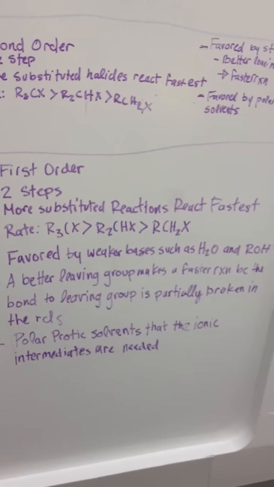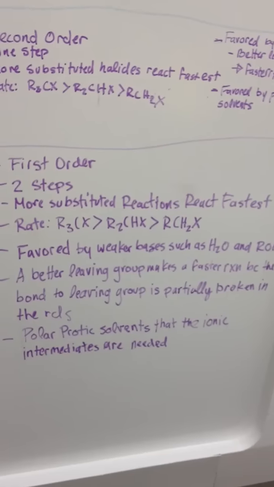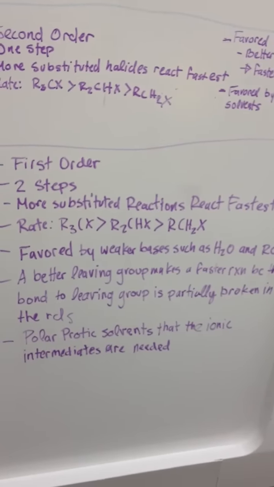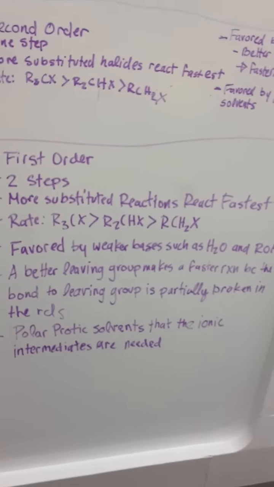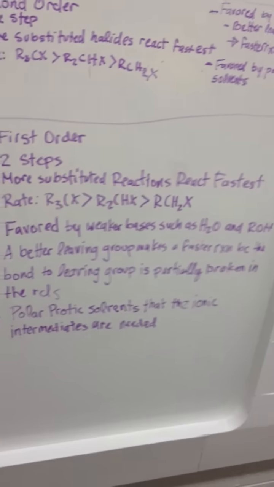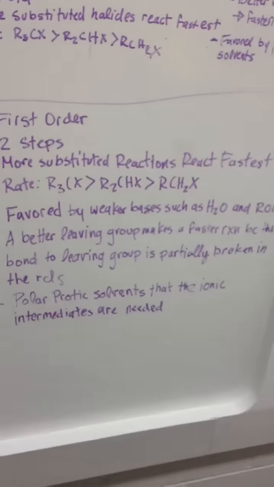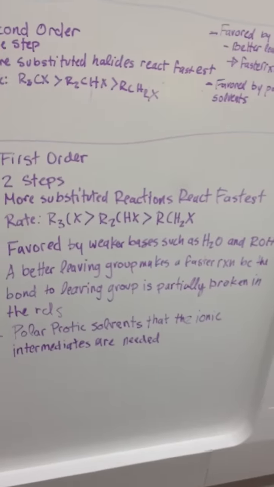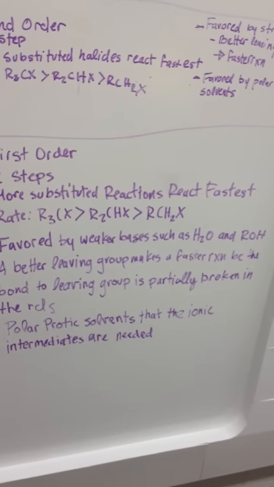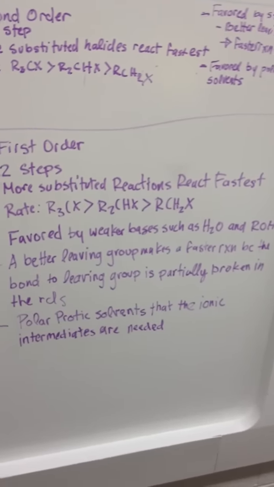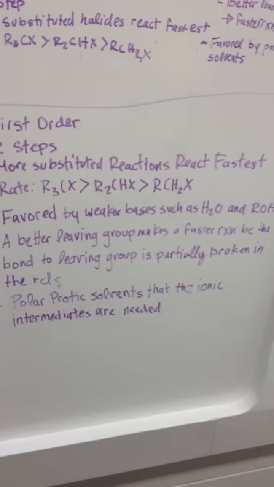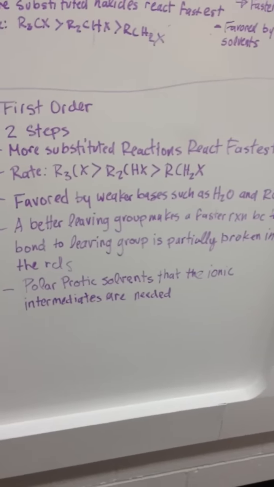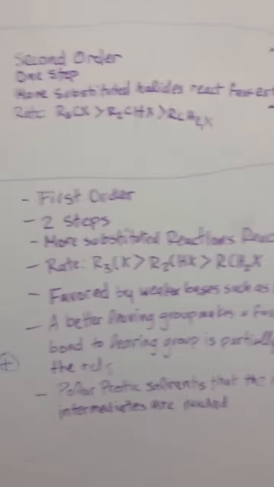The rate goes from a more substituted carbocation to a least substituted carbocation with more hydrogens. And it's favored by weak bases like alcohol and water. The better the leaving group, for instance like bromine, the faster the reaction. And that's because the bond to the leaving group is partially broken in the rate determining step. And polar protic solvents are needed because the intermediates are ionic.